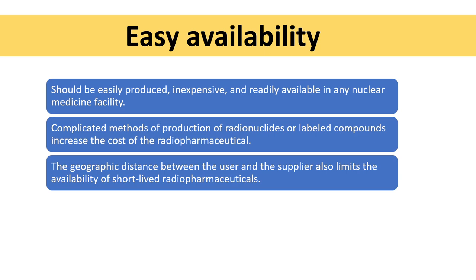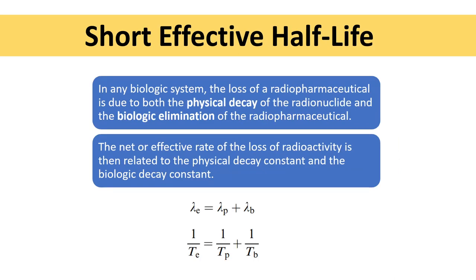So these are three points about easy availability. And secondly, the radiopharmaceutical must have a short effective half-life. When you talk about radiopharmaceutical excretion from the body, the loss of radiopharmaceutical is not because of a single factor, it's because of two factors.